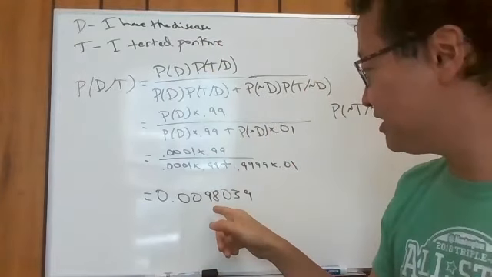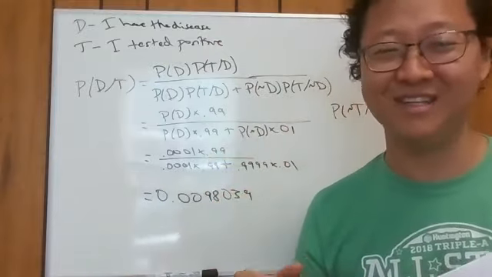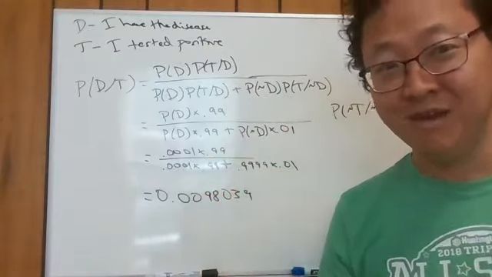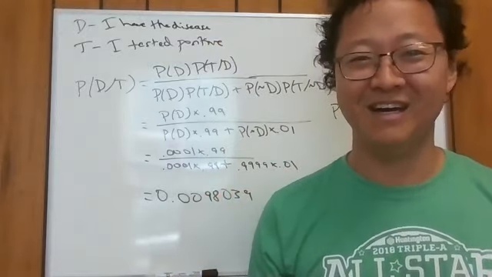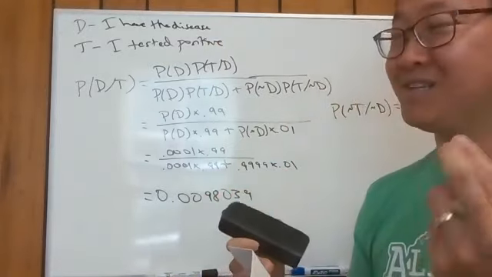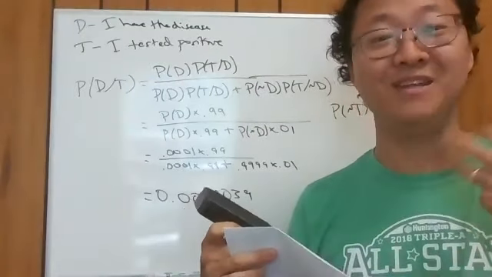to be 0.0098039. So still a very low chance that you had the disease, even if you tested positive with a test that gets it right 99% of the time. And that 99% of the time, it says you do have the disease when you do have the disease. You guys know this from last time.